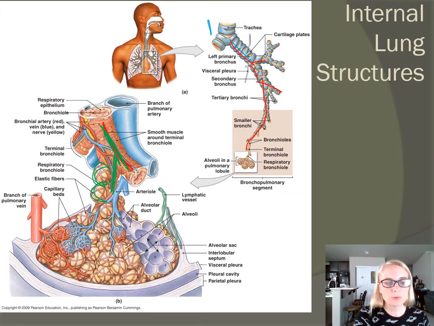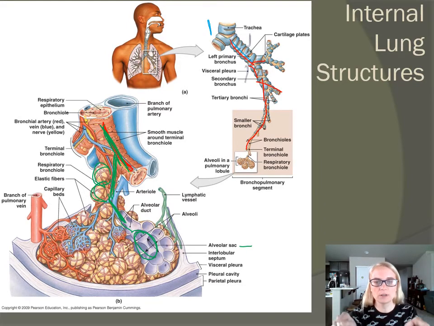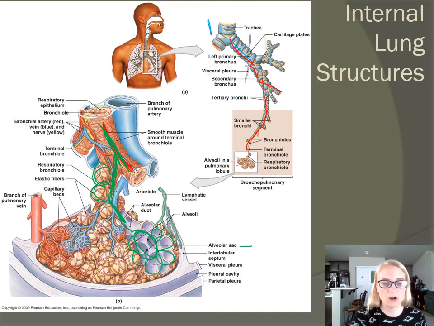From the respiratory bronchiole, we branch into what's called the alveolar duct. The alveolar duct branches into this open pocket room called the alveolar sac, right here. Off of the alveolar sac are all the little balloon-shaped structures, and these are the alveoli, ballooning off of that.